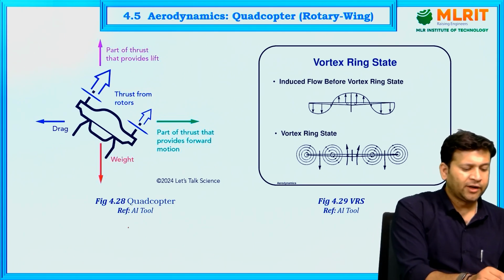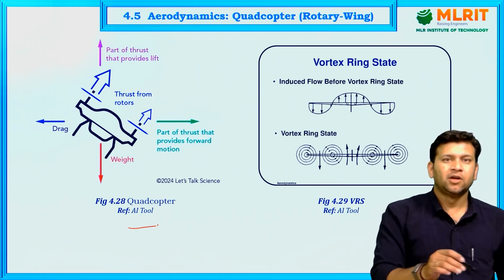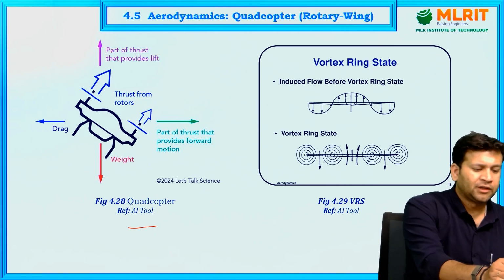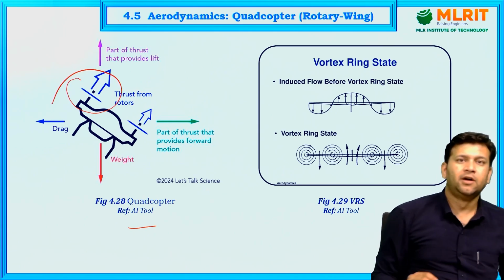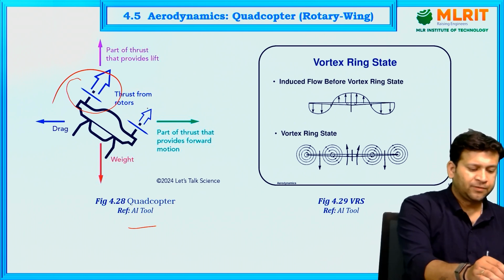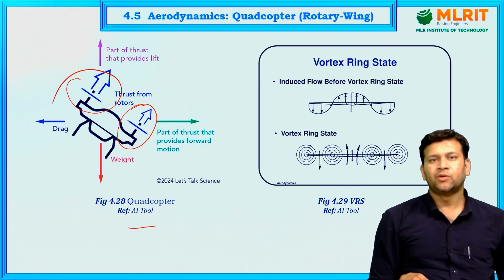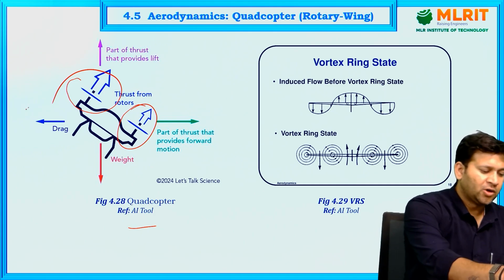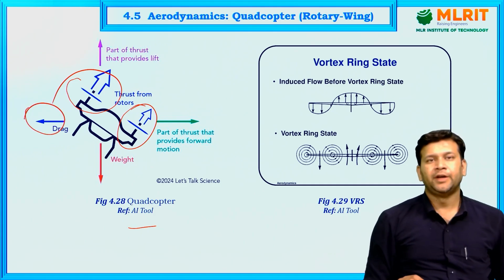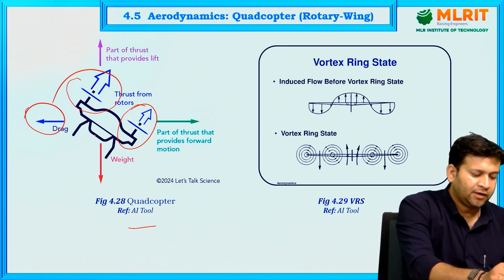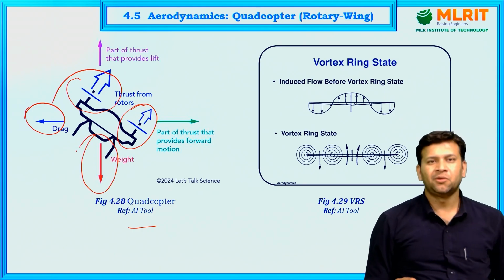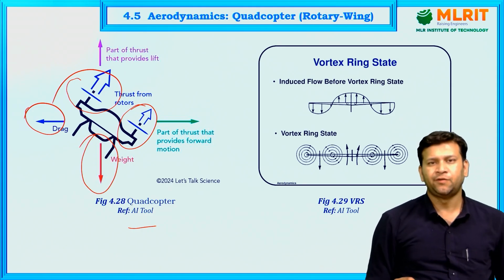This is a schematic of a quadcopter where we can see that part of the thrust provides the lift, and this part of the thrust provides the forward motion to the quadcopter. On the opposite side we have the drag force, and towards the ground we have weight acting, which is a weight force.